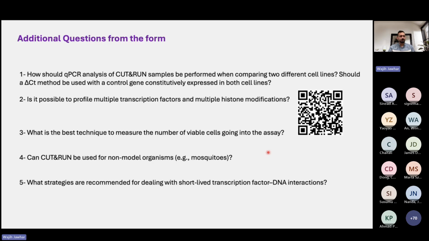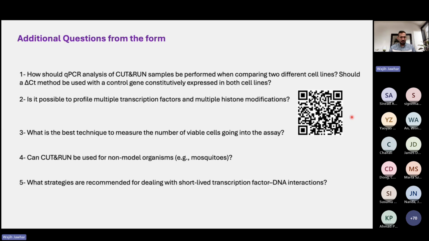And then another question was whether it's possible to profile multiple transcription factors or histone modifications at the same time. Of course, this is done. This can be performed with barcoded antibodies, and I've attached a QR code for a paper if someone's interested in looking at the protocol. Also, a brief reminder that this video will be available on YouTube, so you can visit the QR codes later on.